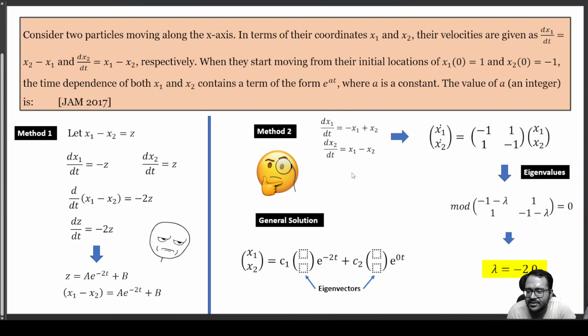Whenever you get a coupled differential equation, say with some constants c1, c2, c3, c4, dx1/dt and dx2/dt are a combination of x1 and x2. Say it has c1 x1, c2 x2, c3 x1, c4 x2. We just write this with all the coefficients, x1 dot, x2 dot, in matrix form. I always do handwriting, so sometimes I do a matrix form.